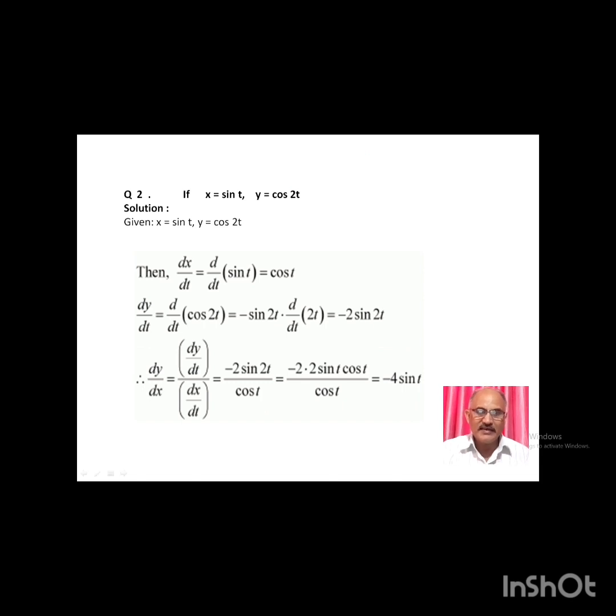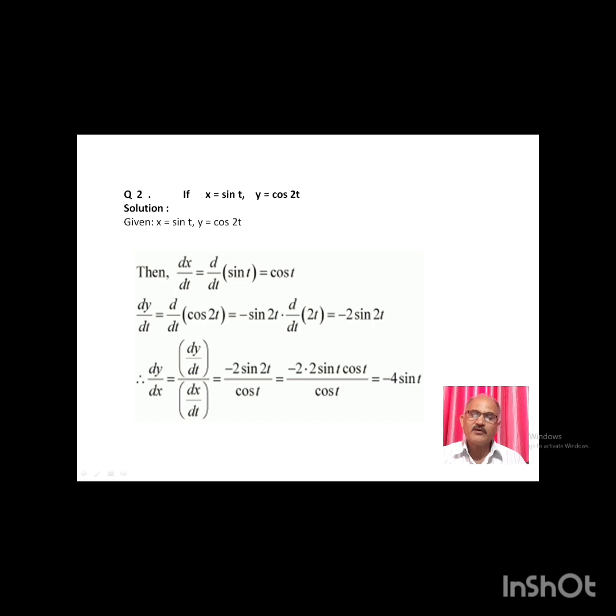Next question: if x is equal to sin t, y is equal to cos 2t, then find dy upon dx. Again, because the function is given in terms of t, and differentiation of sin x is cos x, and cos x derivative is minus sin x. So dx upon dt, because we are differentiating with respect to t, is equal to cos t. Similarly, differentiate the other function: dy upon dt is equal to minus sin 2t multiplied by 2, and that you can rewrite as minus 2 sin 2t.